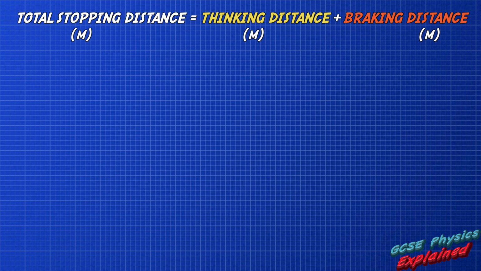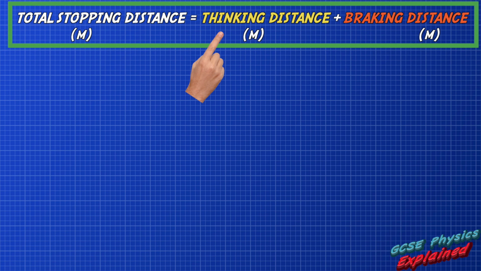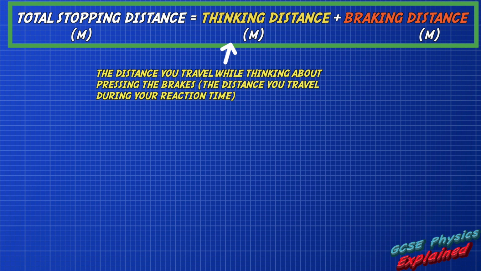The total stopping distance in metres is calculated by adding the thinking distance in metres to the braking distance in metres. The thinking distance is the distance you travel whilst thinking about pressing the brakes. You can also say it's the distance you travel during your reaction time. The braking distance is the distance you travel once the brakes have been pressed. Let me help you understand by showing an example.